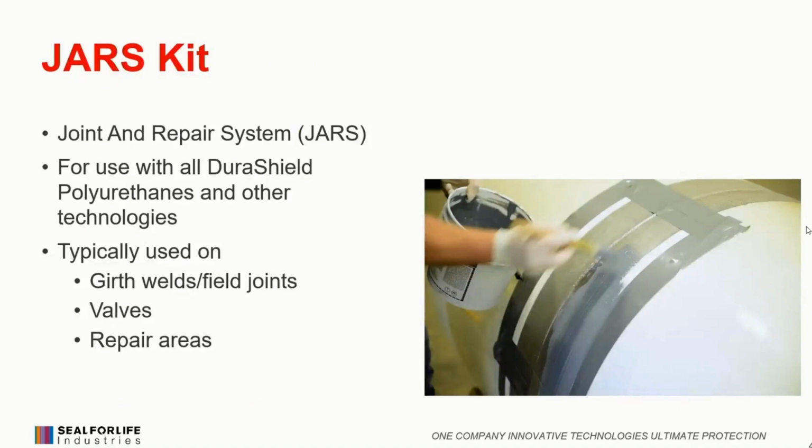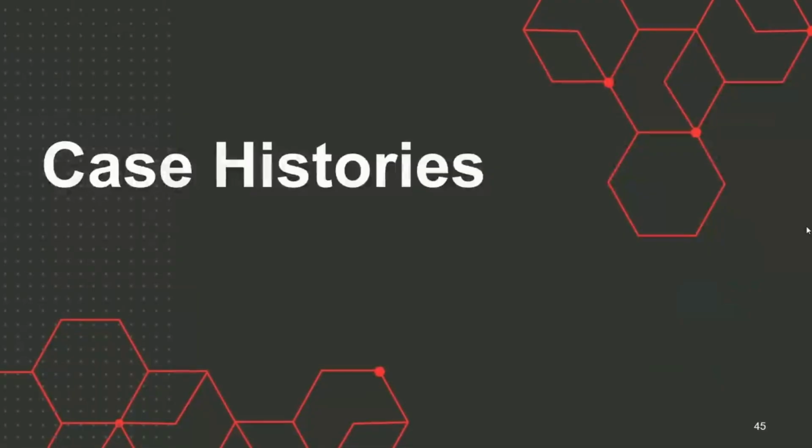This is a JARS kit, joint and repair kit. So once again, it's a hand applied kit, mix A and B together, use a brush, and you apply that to your girth welds, joints, holidays, repairs, anything you need to do. So it's once again user-friendly with 3 different ways for application.